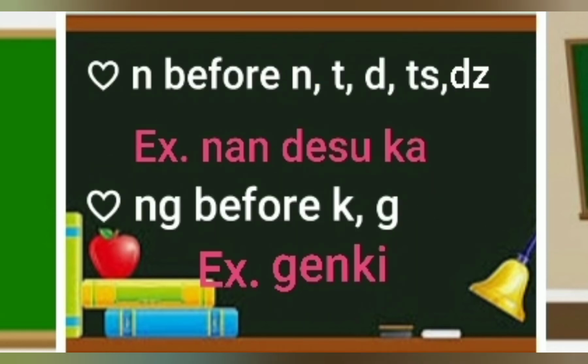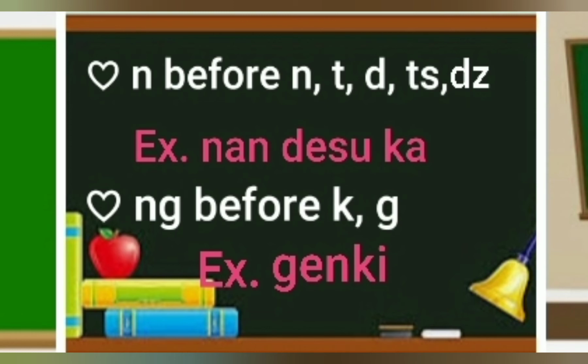On the other hand, pronounce N before N, T, D, Ts, or Dz. Example, nan desu ka? The word nan ends with letter N. And since N comes before the letter D in des, it is pronounced as N. Nothing changed. N. Nan. Nan desu ka?